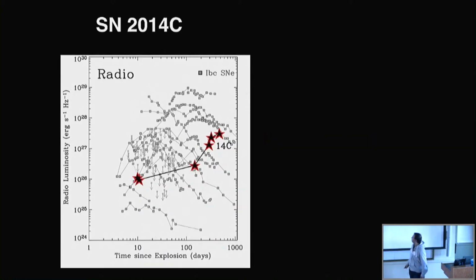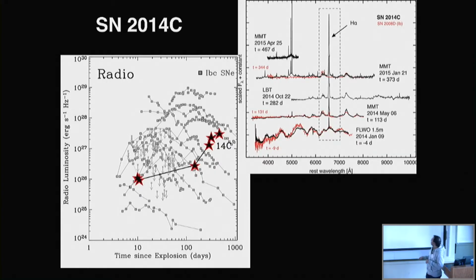Now here is one interesting object, Supernova 2014c. All the gray points are all other supernovae that we have seen in radio, and this is 14c. So it looked like a pretty normal supernova, and then in about 200 days, it suddenly shot up by a factor of 50 to 100. At the same time, what we saw is that the H alpha line emission started to shoot up, it became extremely bright. So there's a connection between these two observations. And what it says is that the shock wave is interacting with high-density hydrogen material out there at 200 days. Now the question is, where did that material come from?